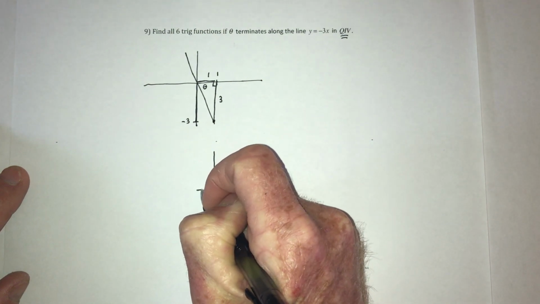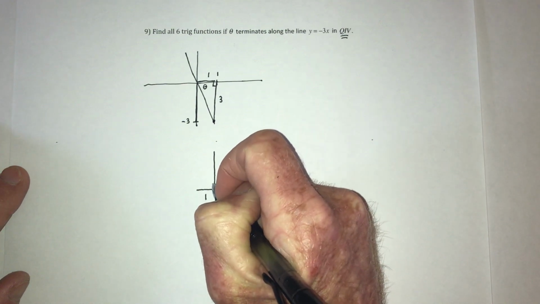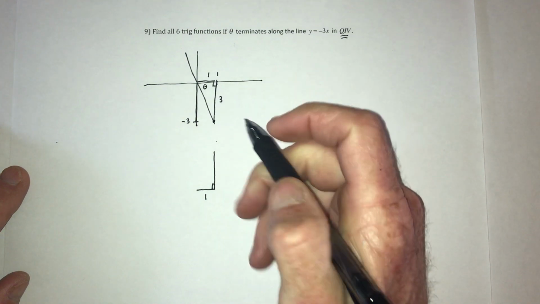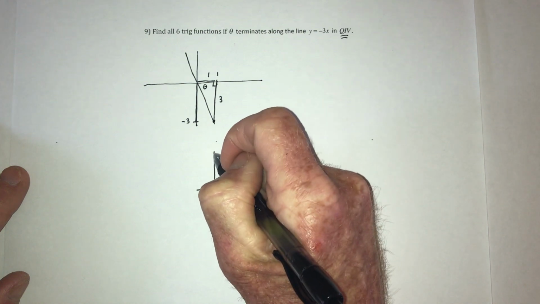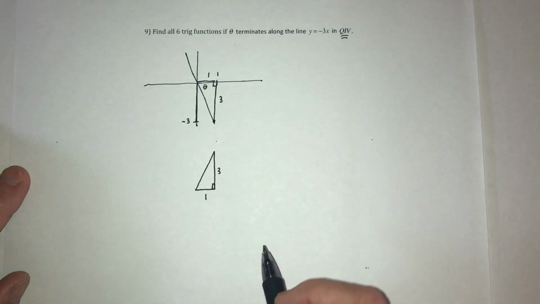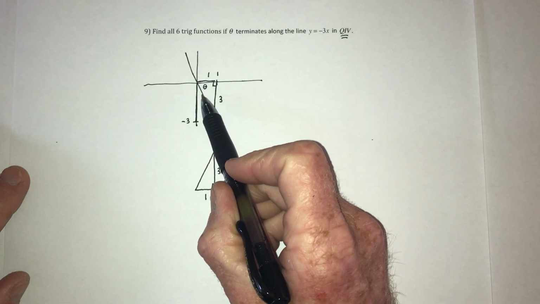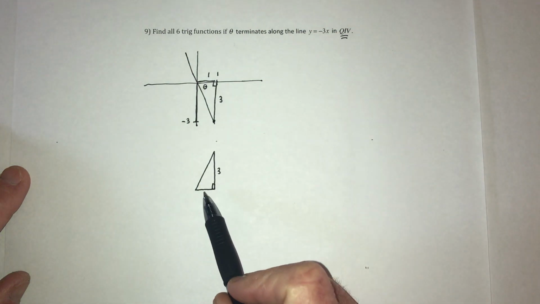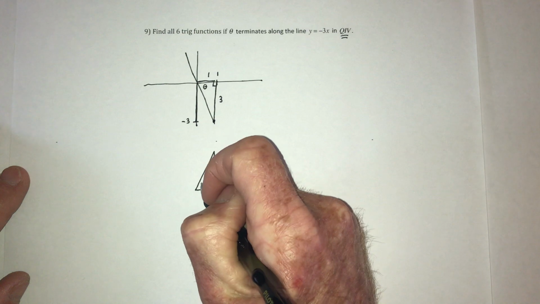So this is the 1, this is the perpendicular, and then the 3. And then there's this side, which we'll need to find using the Pythagorean theorem. Now the little theta is between the hypotenuse right here and the 1. So the theta is between the hypotenuse and the little 1, so this would be the theta.